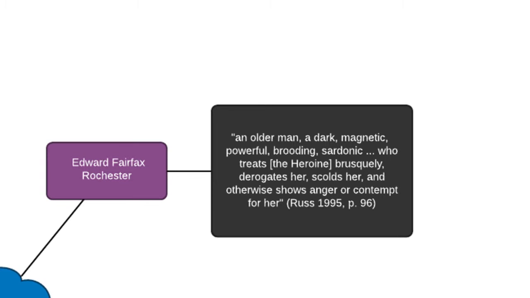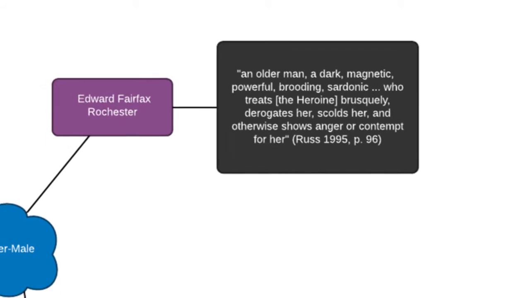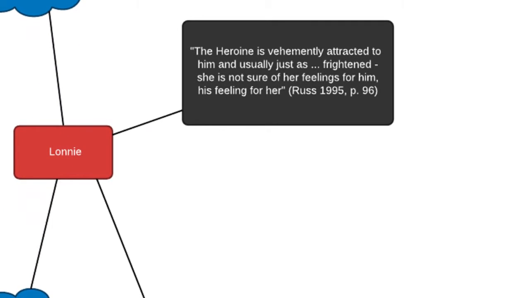Lonnie, the heroine's girlfriend in Gone Home, also carries some of the traits of the supermale. The heroine is vehemently attracted to him and usually just as frightened. She is not sure of her feelings for him, or his feelings for her. Lonnie's character is brooding and angsty, which can be seen by her interest in the Riot Girl movement. Sam is unsure of both Lonnie's character and their feelings for each other for a while after they first meet.